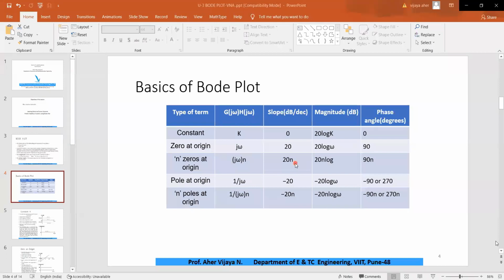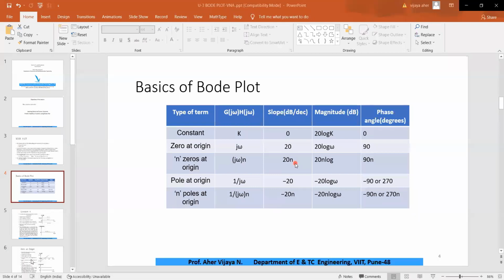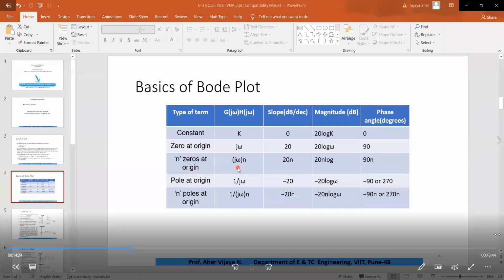If there are n zeros, then into n. If there are 4 zeros, then into 4. So what happens after multiplying by 4? 80 dB per decade is nothing but your slope for 4 zeros at origin. Got my point? Okay. And j omega into n, that means 4 omega will come.